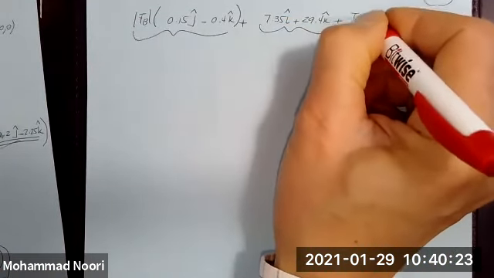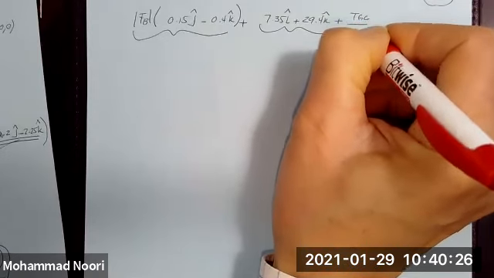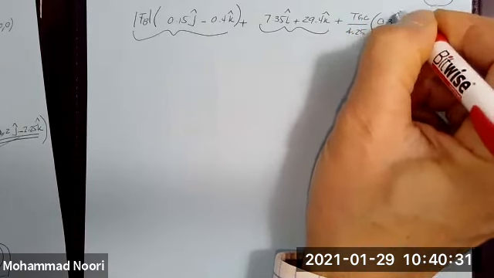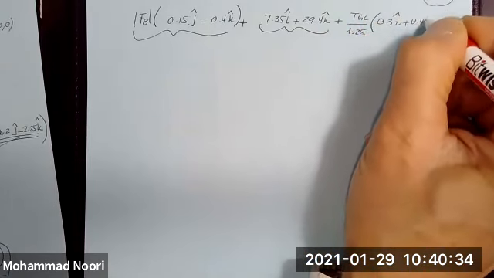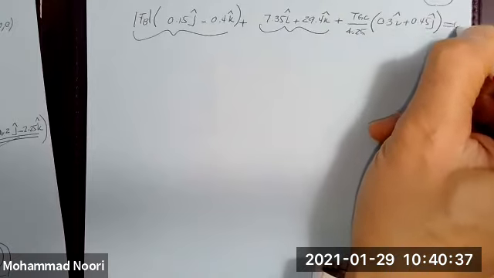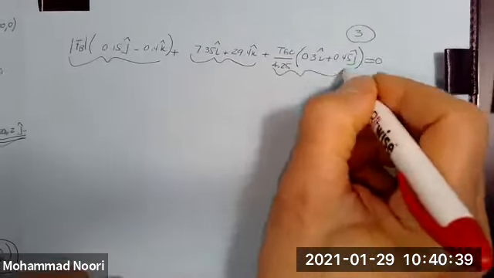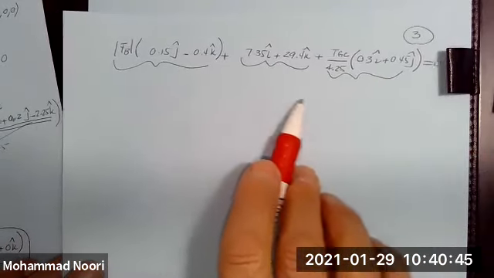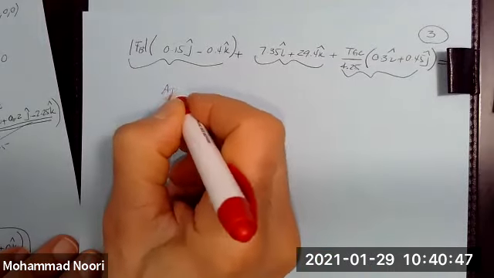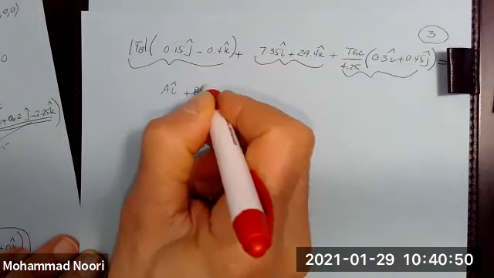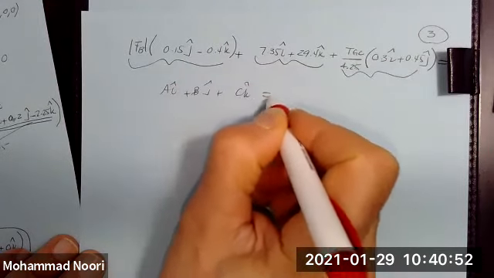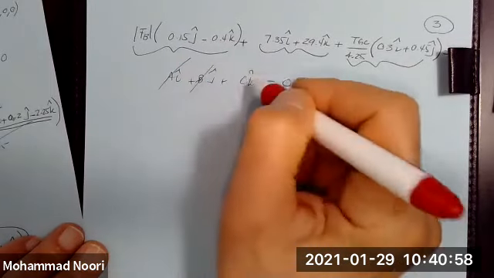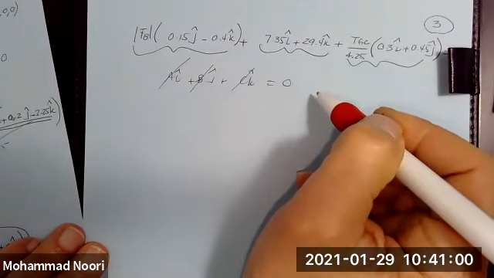Then I have TGC divided by 4.25 times 0.3I plus 0.45J. This is the third moment equation. The sum of these 3 vectors has to be 0. When you have a vector AI plus BJ plus CK equal to 0, what does it mean? That means this has to be 0, this has to be 0. Every component has to be 0.